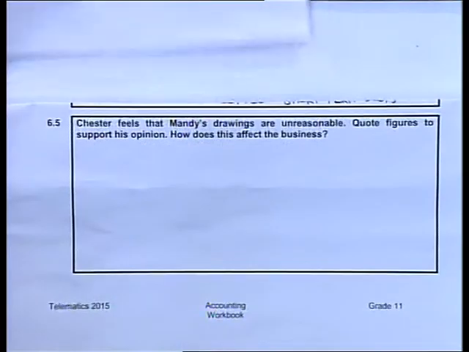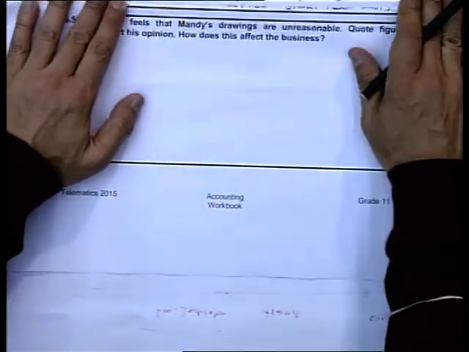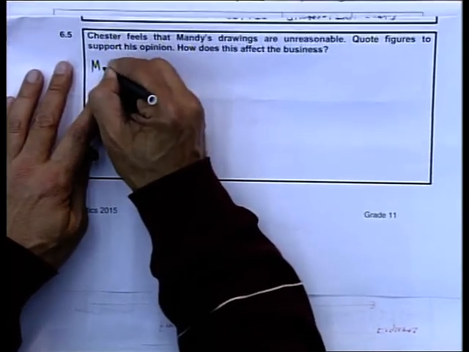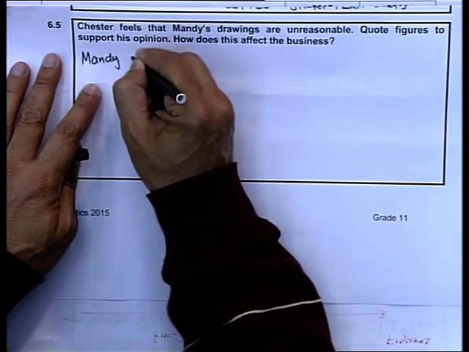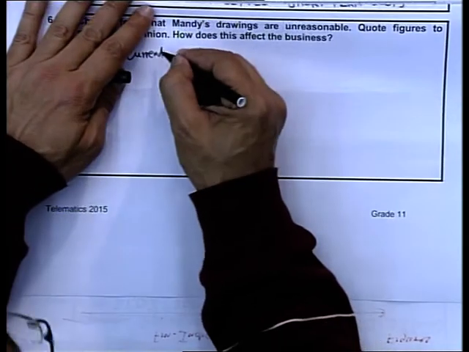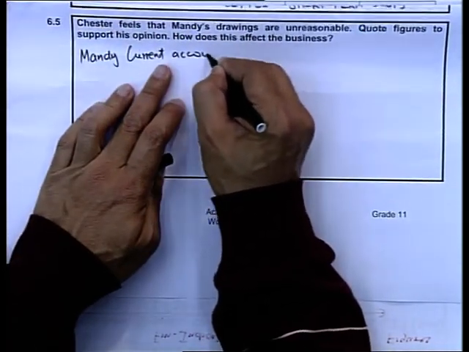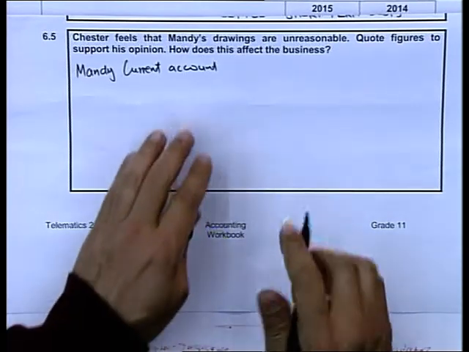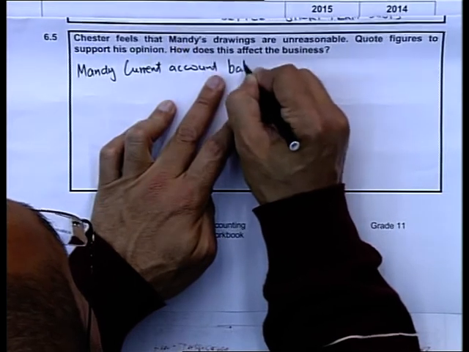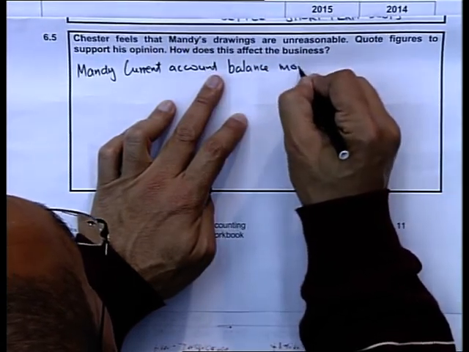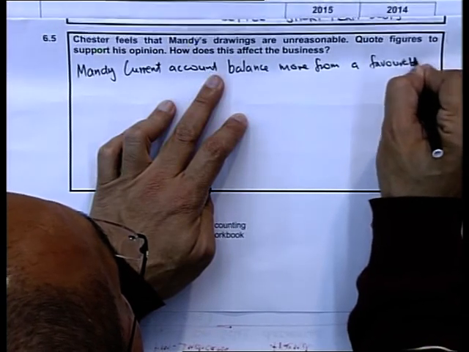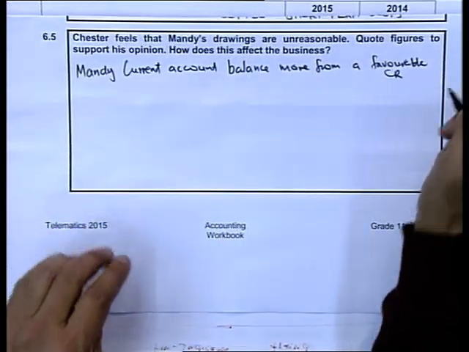So now what do we have to look at, right? So it says by 6.5, Chester feels that Mandy's drawings are unreasonable. Again, quote figures to support the opinion. So now we have to look at Mandy's current account. So what happened to Mandy's current account? Mandy's current account balance, right? Her current account balance, how much was it in 2014? Right? It was a favorable balance. In other words, it was a credit balance, right?